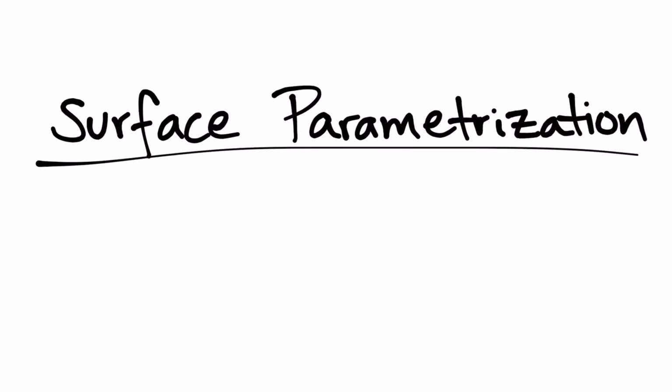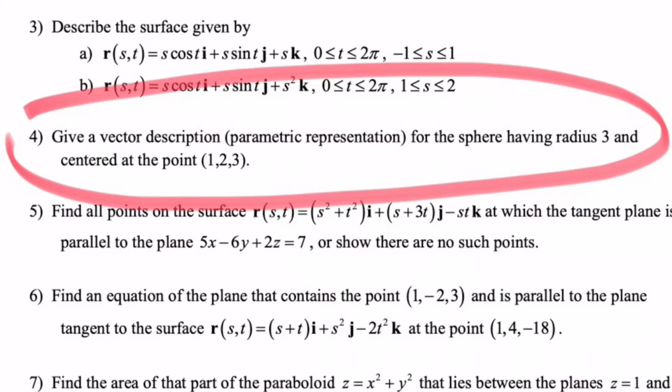So before we launch into full-fledged application problems, we first need to get familiar with the process of parametrizing a surface, which is a core step in these types of problems. Let's take a look at number 4 on the test review sheet, which will introduce us to the process. So this problem is asking us to give a vector description or parametric representation for the sphere having radius 3 and centered at the point 1, 2, 3.